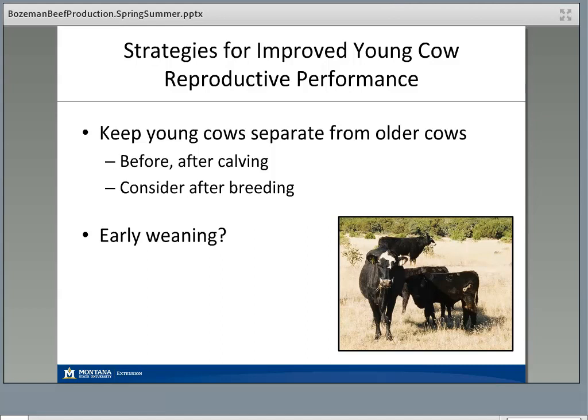The challenge to that system, of course, is that you now have a bunch of 80-day-old calves that you have to manage in some way. But again, like I said, desperate times may call for desperate measures, and that is certainly an option. We can be very successful with that. And weaned calves, if we feed them right, weigh about the same at traditional weaning time as calves that remain on cows.